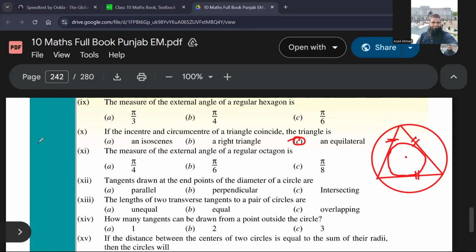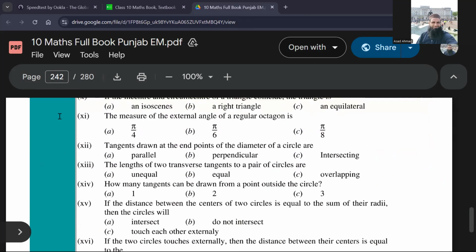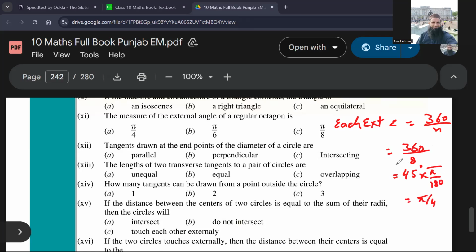Okay, one more similar question as we have done before. Number 11: measure of the external angle of a regular octagon this time. I have just explained that each exterior angle is equal to 360 over n. So if we divide 360 by 8, as octagon stands for 8 sides, 8 4s are 32, so it will be 45 degrees, and 45 degrees once changed into radians, using pi by 180, will become pi by 4. So your answer should be pi by 4, option A.